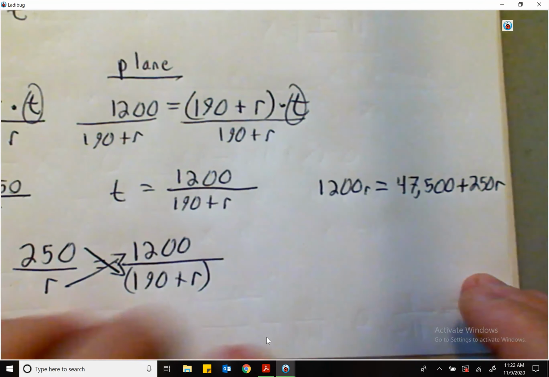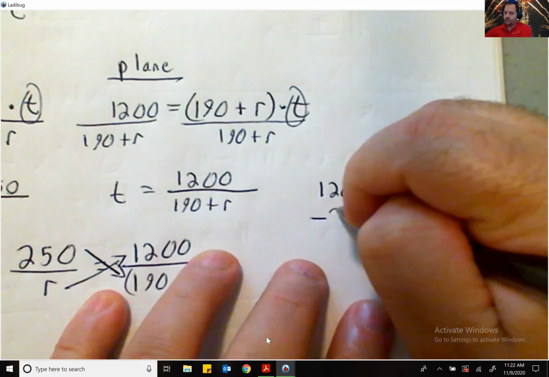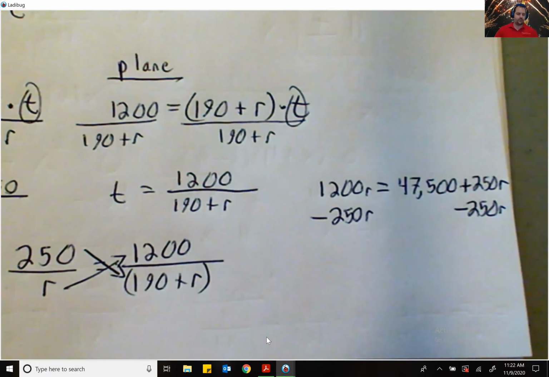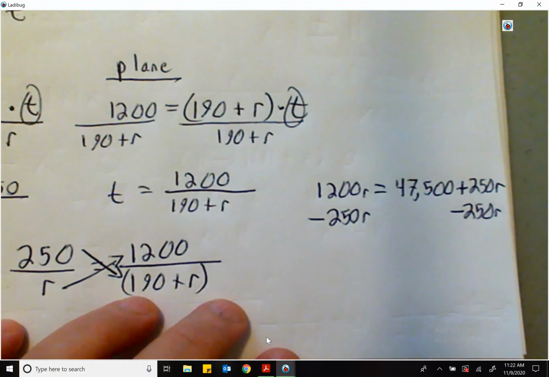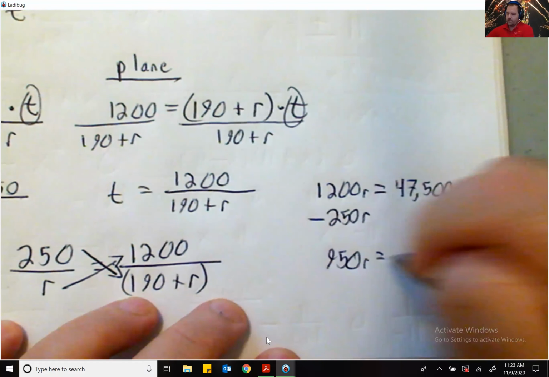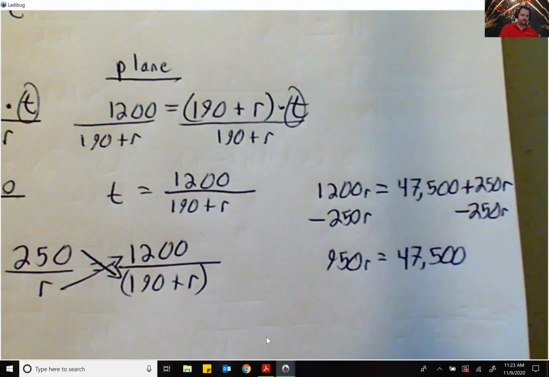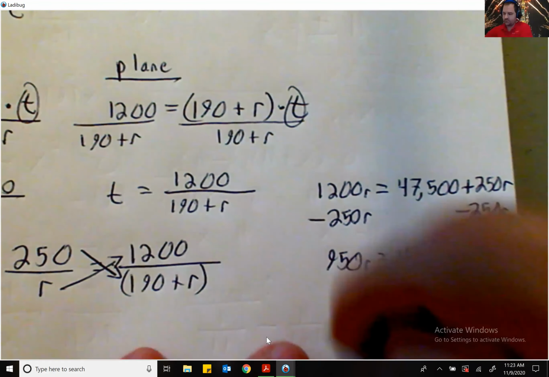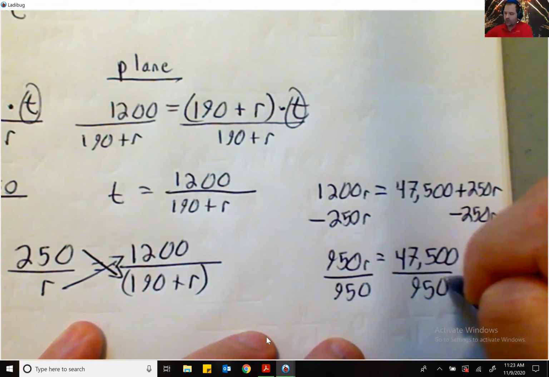Subtract the 250R. And what does that give us over here with the R? 950R equals 47,500. And now what? You divide both sides by 950. Yeah, you guys got it. Divide by 950. R is equal to what?